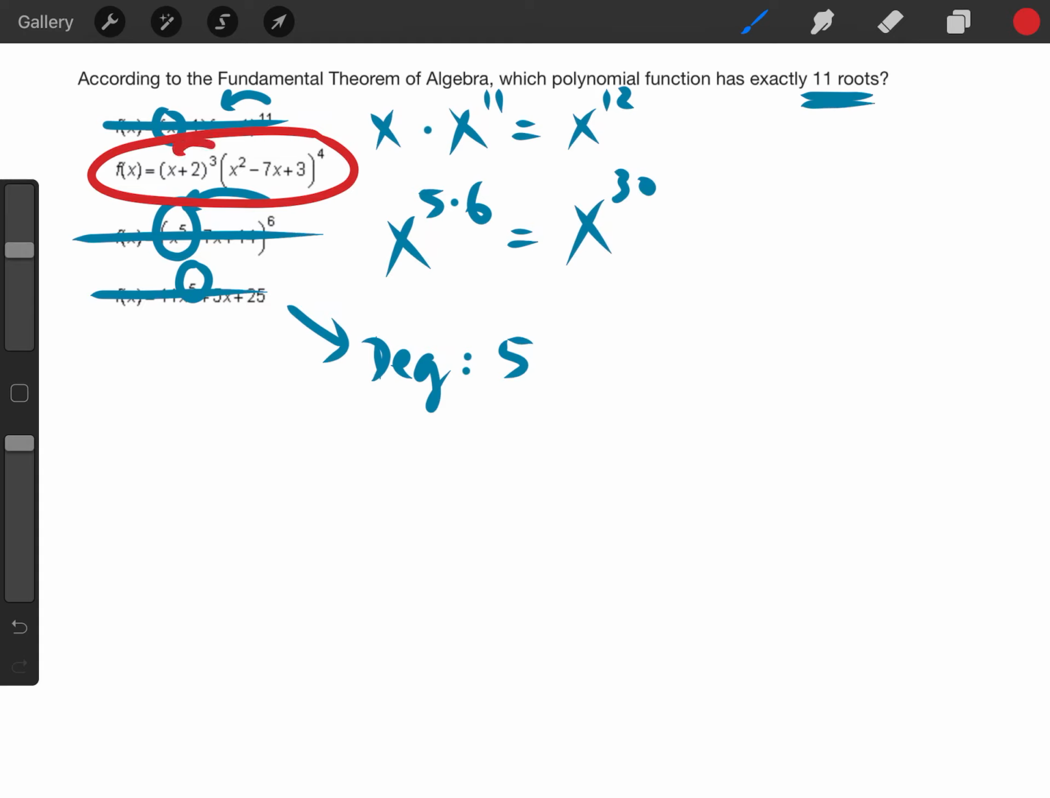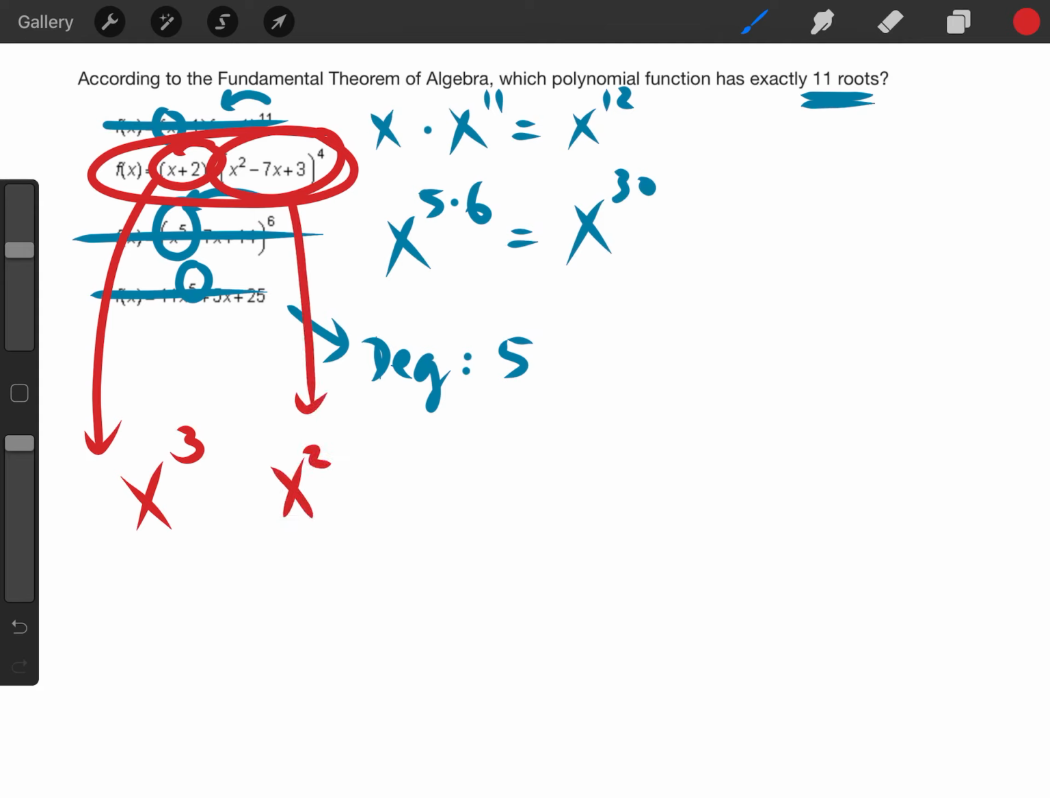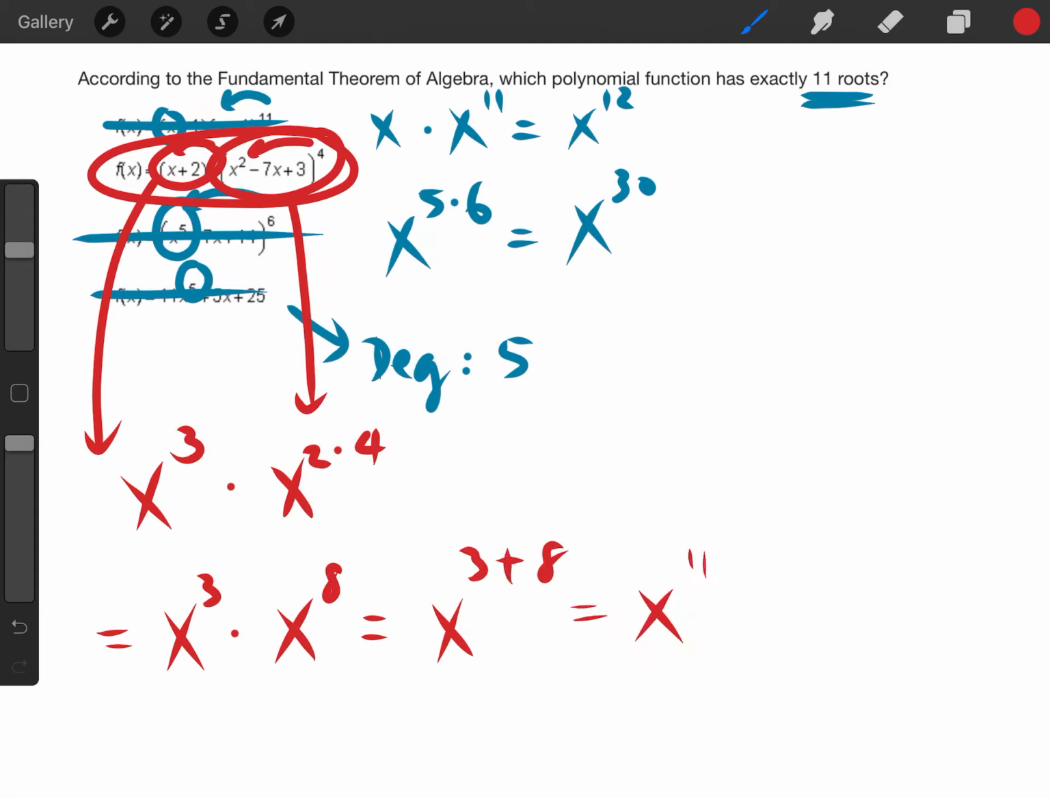So I'm going to show you guys the correct one, because the 3 distributes to the first x to the 1st power. So that gives you x cubed right here. The highest degree is x cubed. For this one, it's going to give you x squared, and then 4 is going to distribute to 2. So 2 times 4. So that gives you x cubed times x to the 8th power. And when you're multiplying the various variables with exponents, you're going to add them up. So x to the 11th power. So your answer is going to be this second one.